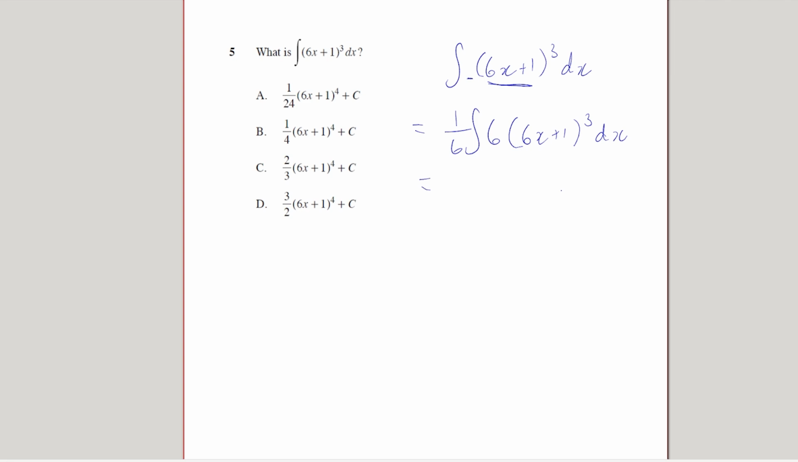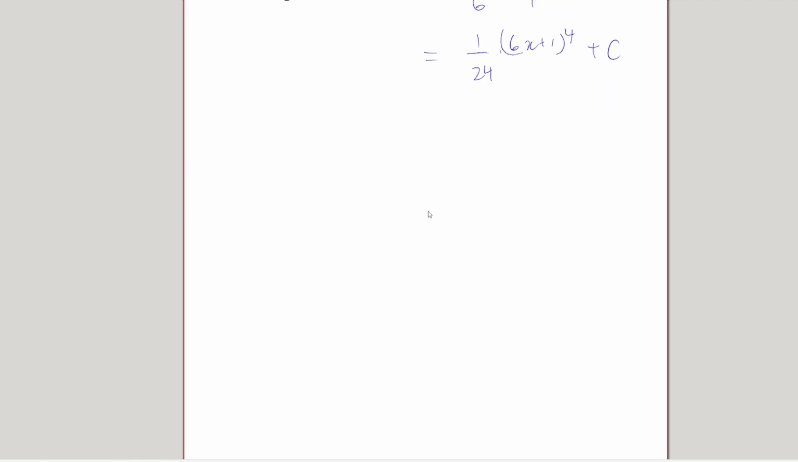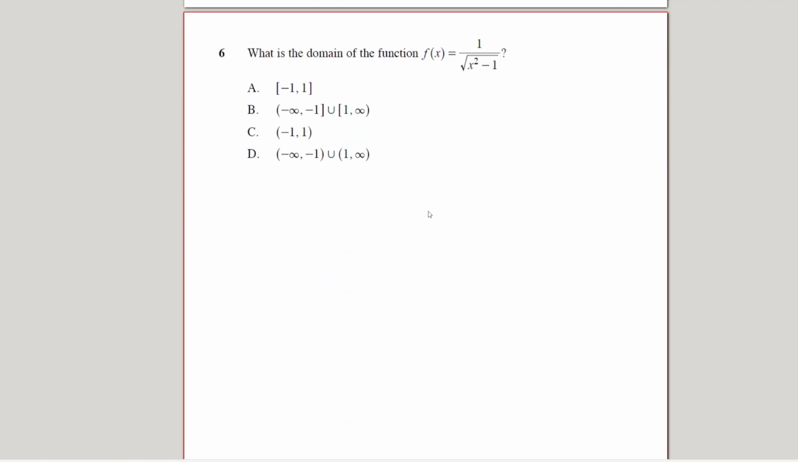And now you just integrate. What you do is step it up by 1 power. The derivative gets absorbed. That's how I like to imagine it. Divide by the new power, and then the 1/6 comes here. So it's going to be 1 over 24, 6x plus 1 whole to the 4th, and plus C. So it's going to be A. Awesome. Alright, so let's move on to question 6.